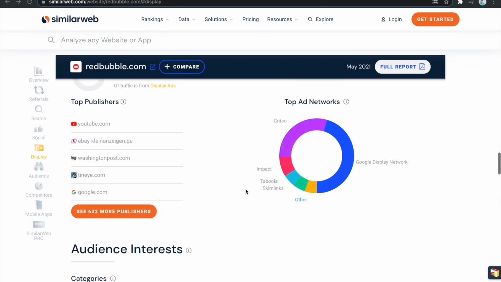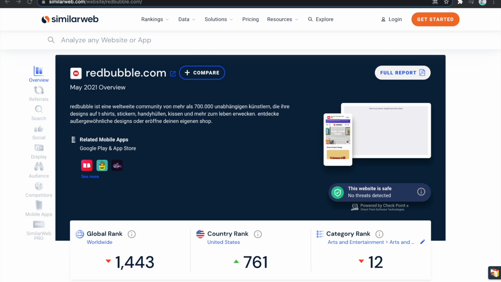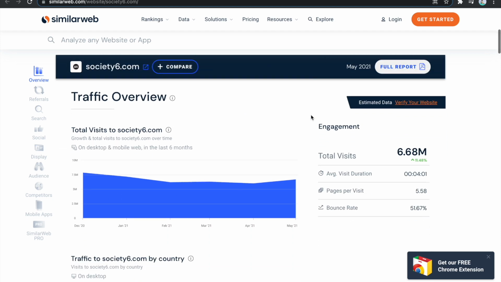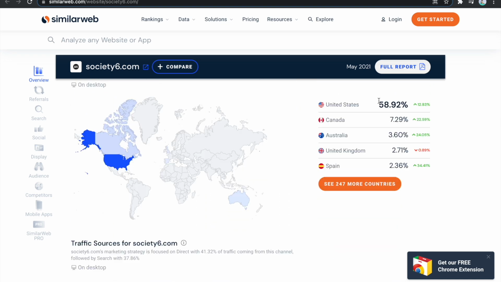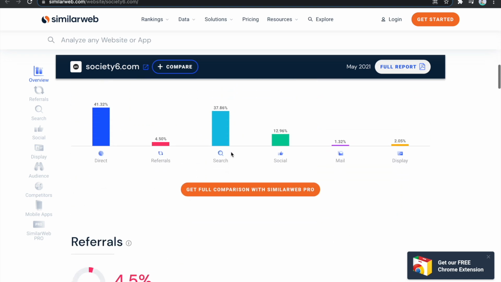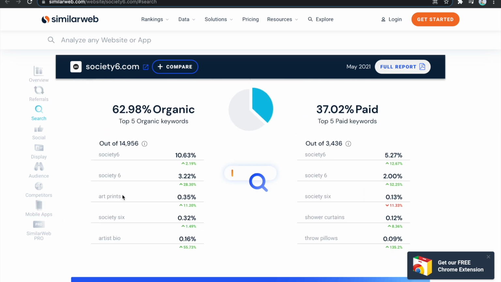This is the information you can get from SimilarWeb from the free version, and you can do it for each and every one of the websites, because I also did it for Society6, having a look at the fact that they are now almost at 7 million visitors per month. The majority of their traffic is from the United States. And they do have search engine traffic for people searching for art prints. So Redbubble is mostly stickers, and this is mostly art prints.